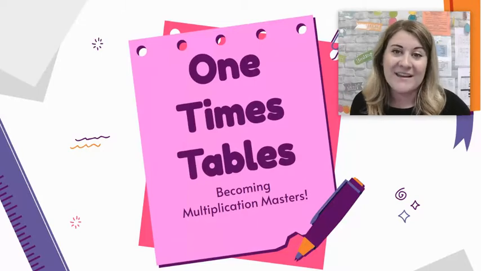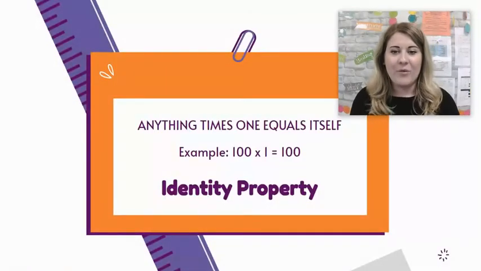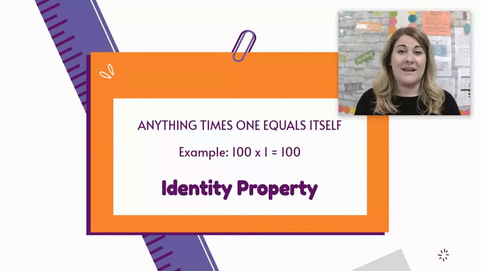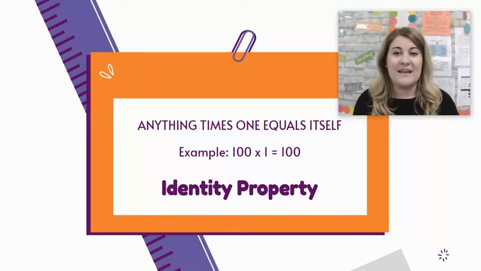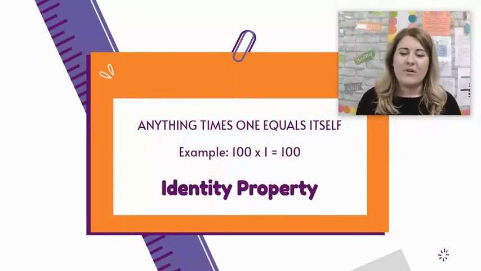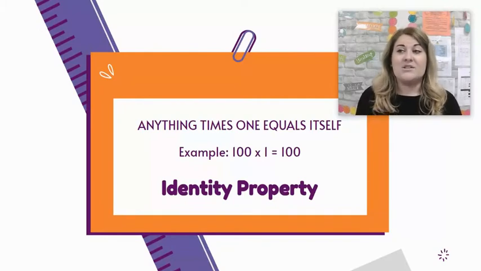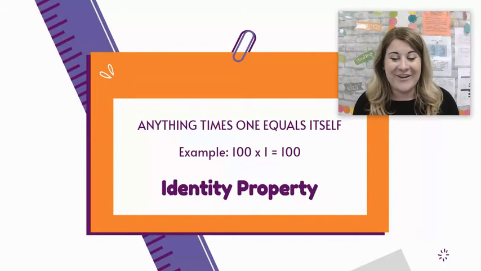So let's talk about what it means to multiply something by 1. It goes like this. Anything times 1 equals itself. So when you're multiplying something by 1, it doesn't equal 1, okay? It equals the other number. So if I have 1 times 100, like I have right here, it's going to equal 100 because there's only one 100 listed there, okay?